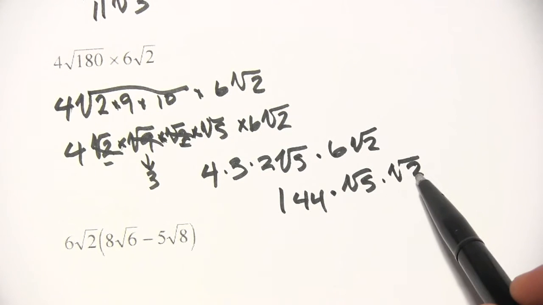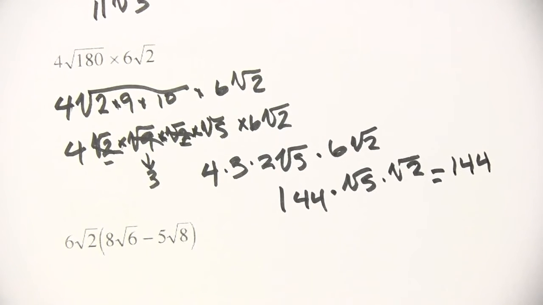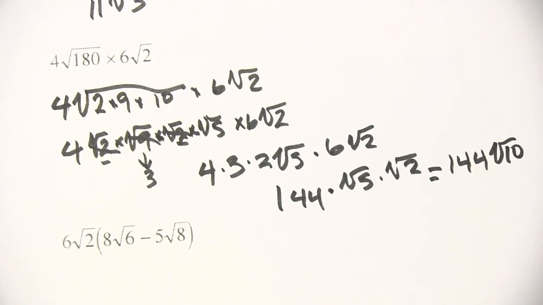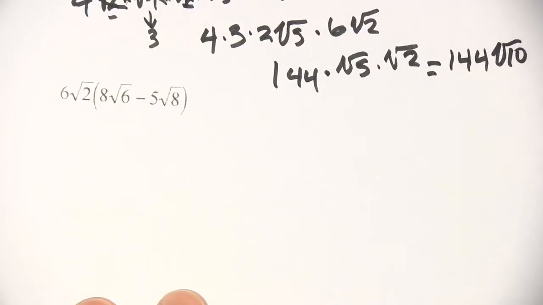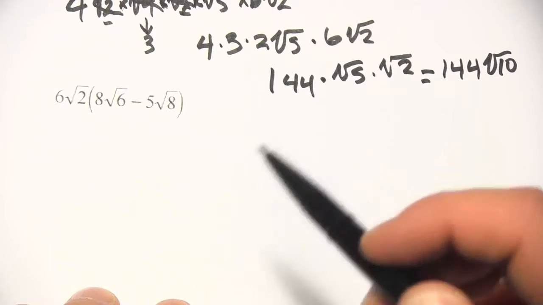The square root of 5 times the square root of 2 is the same thing as the square root of 10. So this becomes 144 times the square root of 10. A lot of work on that one, but we got there. All right, let's try one more with another added level of trickiness.